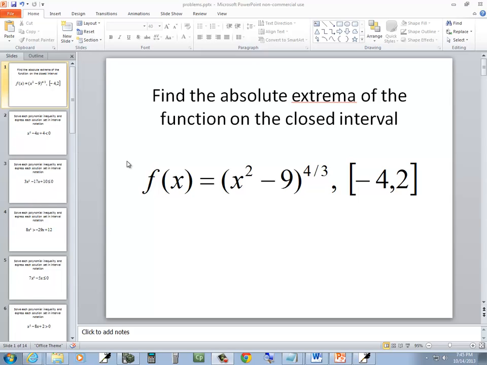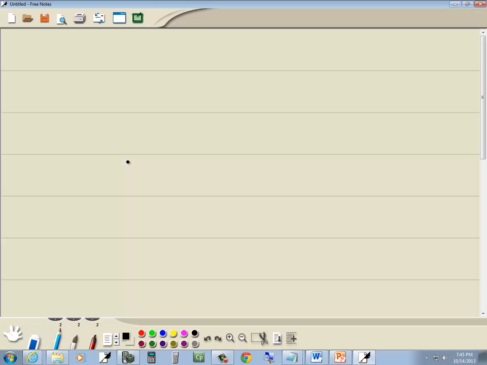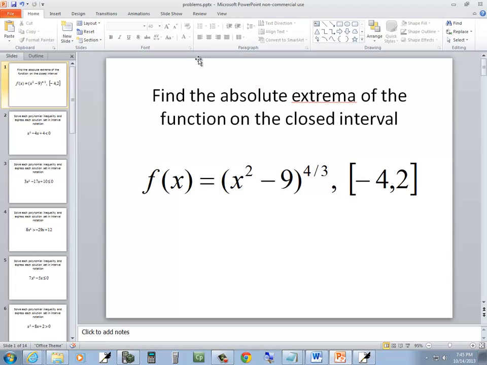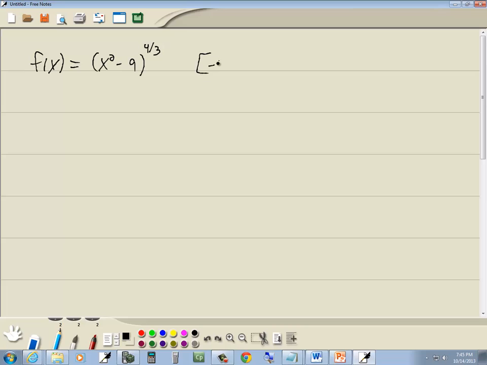Let's take a look at this problem. We want to find the absolute extrema of this function on the closed interval. So we've got f of x is equal to x squared minus 9 to the 4/3 power on the interval -4 to 2. Well, first thing we need to do is find our derivative.